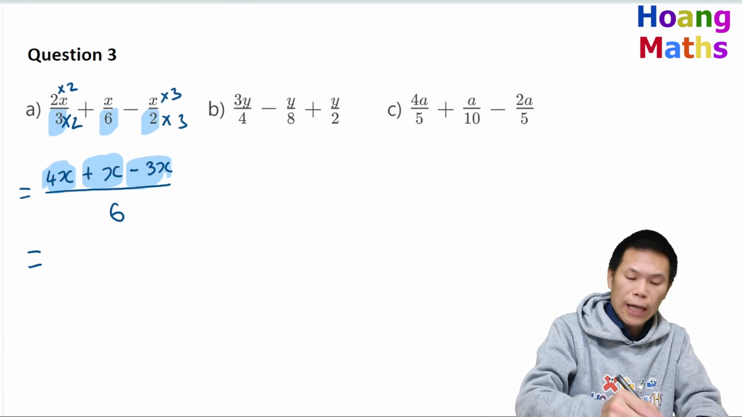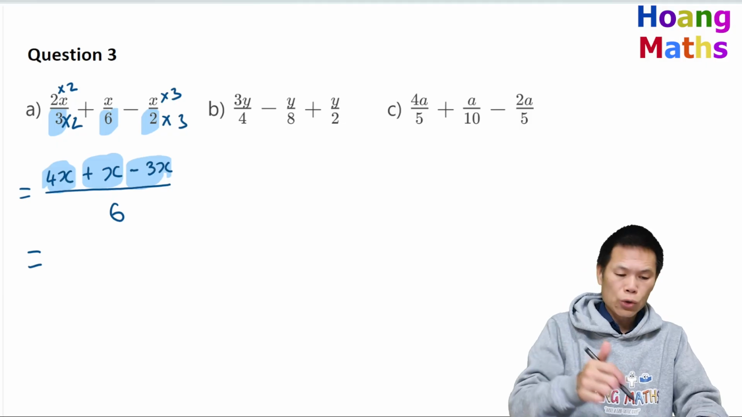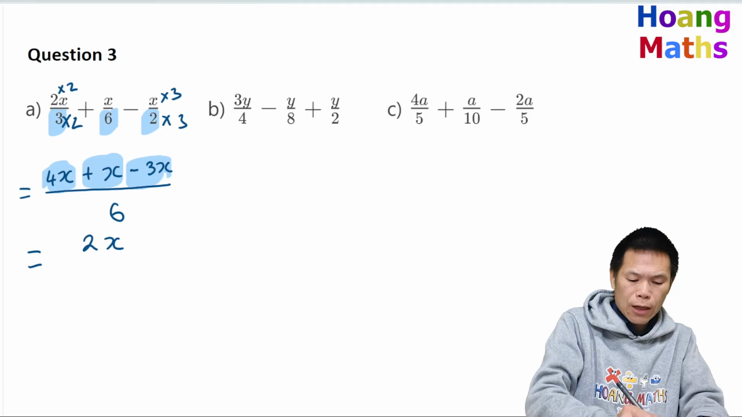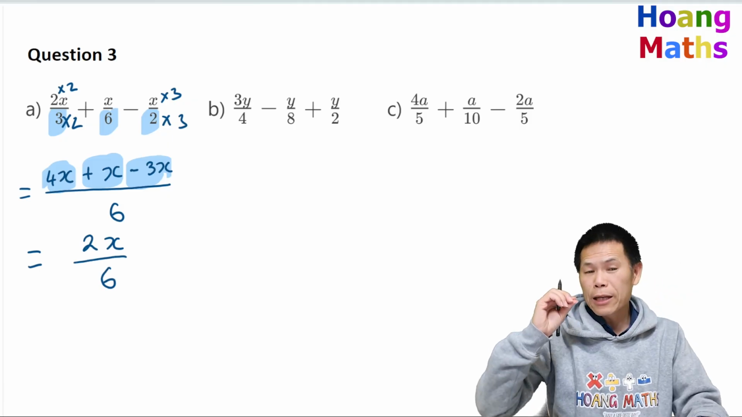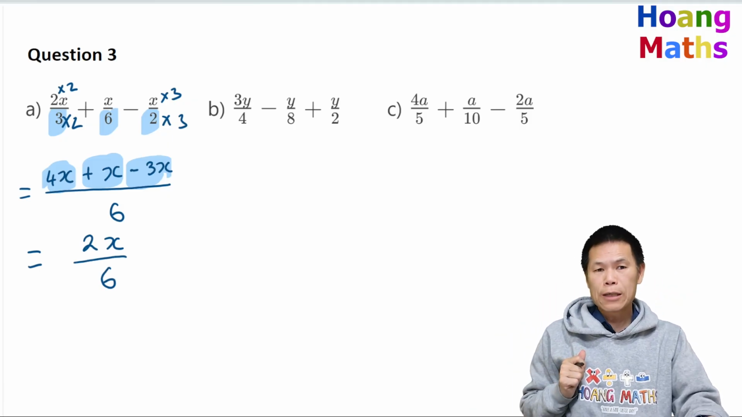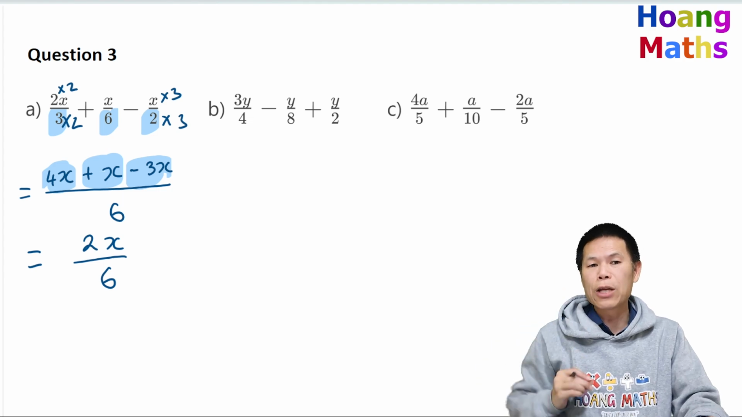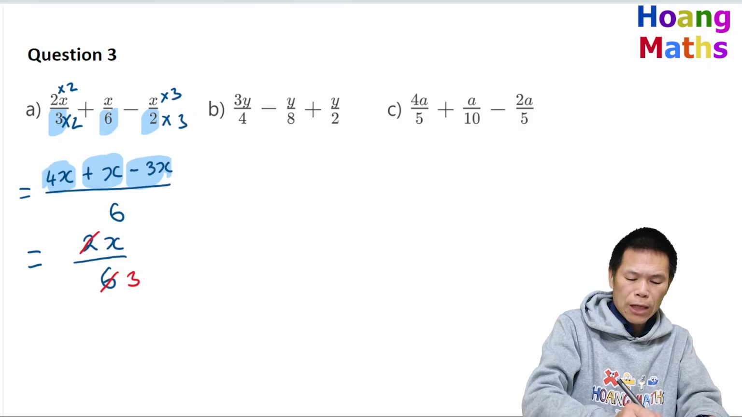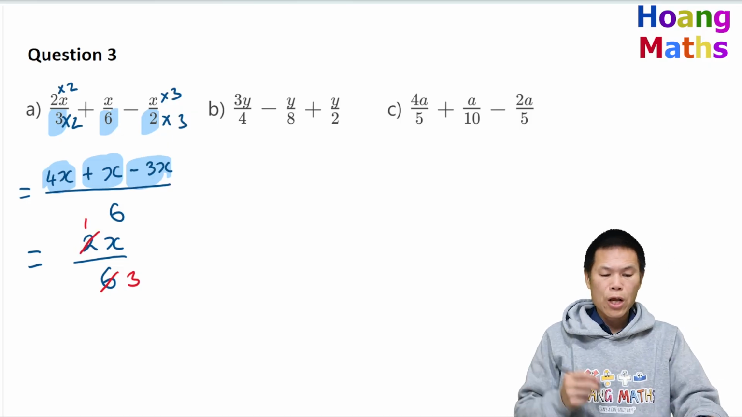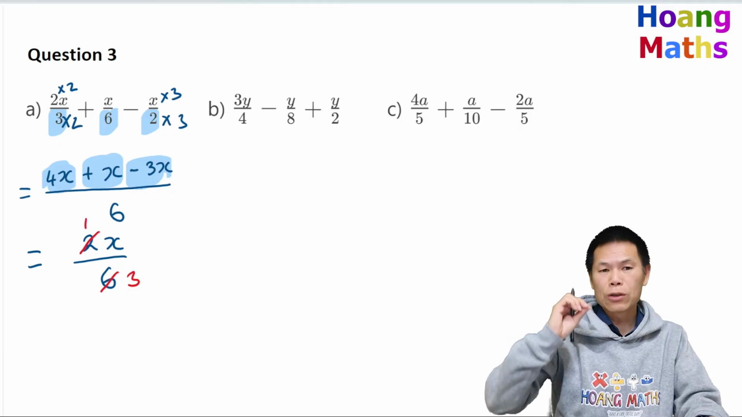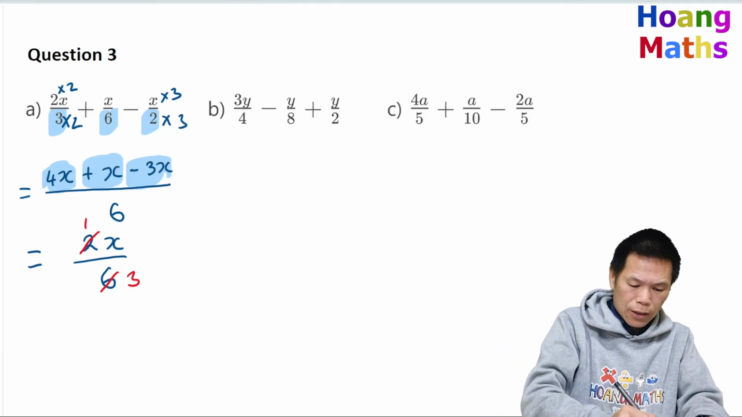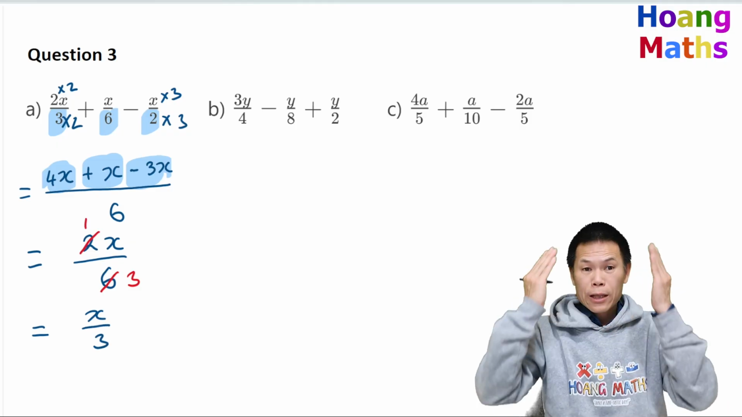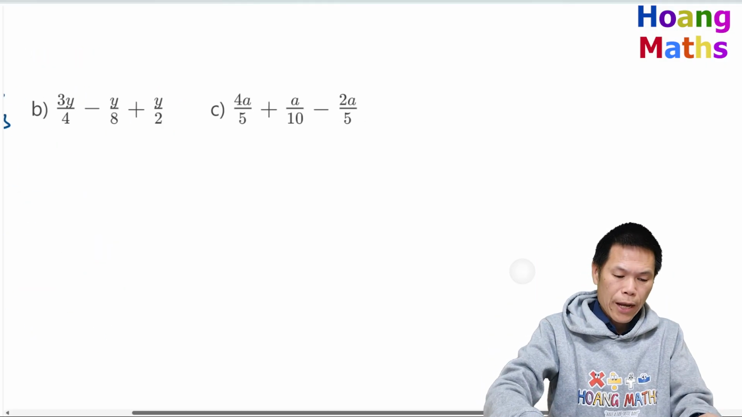Then we take away 3x. So 5 take away 3 is 2. So 2x. So let me write this down. So 2x over 6. But then don't forget, 2 and 6 we can even simplify further. Both can divide by 2. So now 6 divided by 2 gives me 3. 2 divided by 2 gives me 1. There you go. So now 1 times x is x. So therefore, that is equal to x over 3. There you go. Now part B.